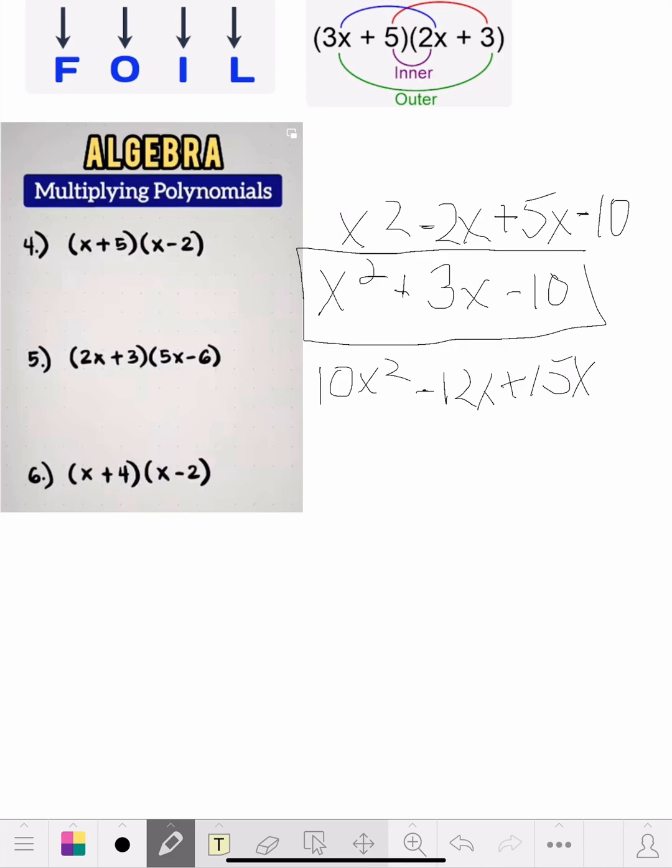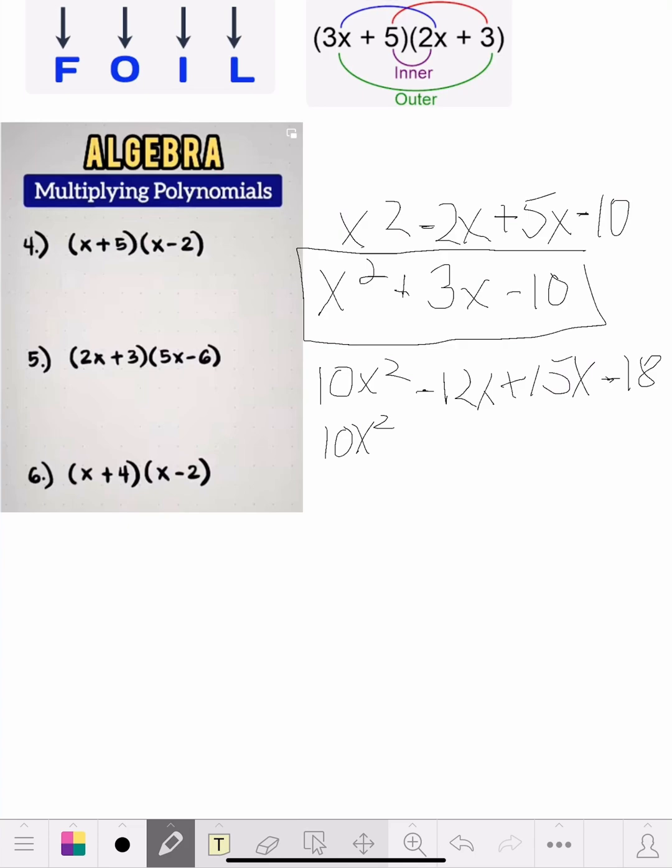Now we go to the last. It's a 3 and a negative 6, and the negative is going to win out. It's going to be a negative 18. So let's combine like terms. First one is 10x squared. There are no more x squareds, so that stays together. Now we've got a negative 12x and a positive 15x.